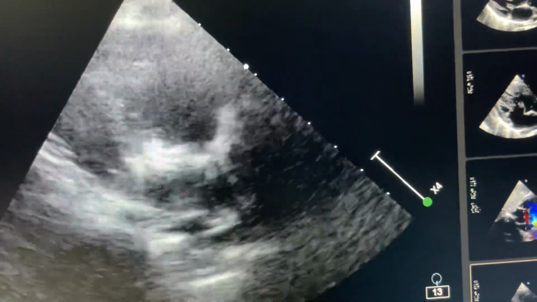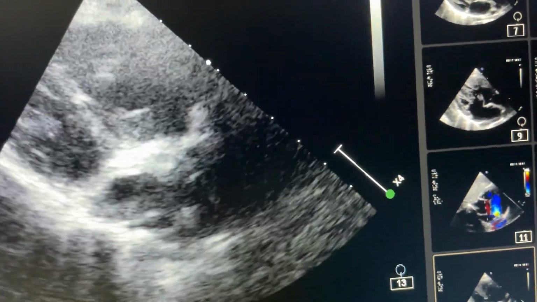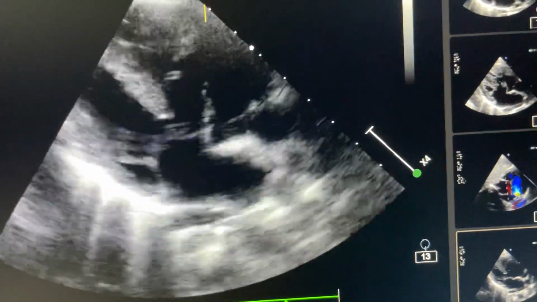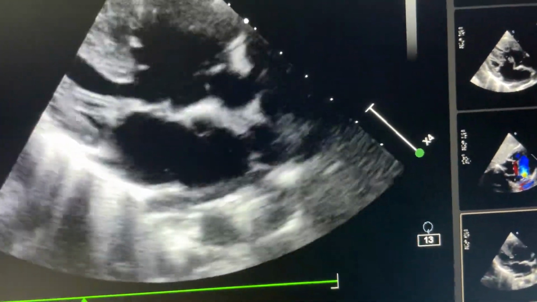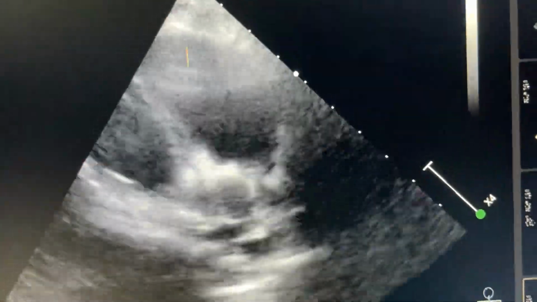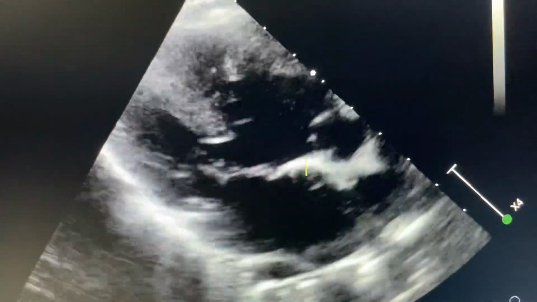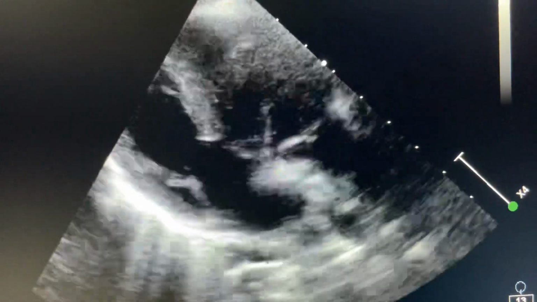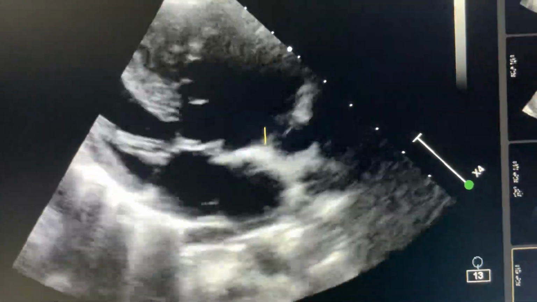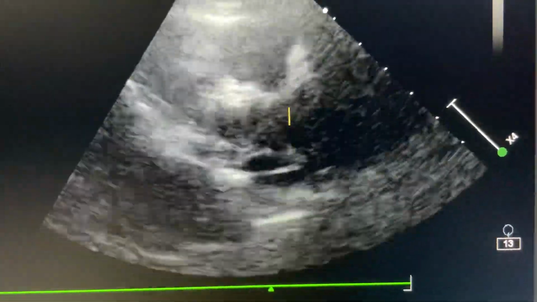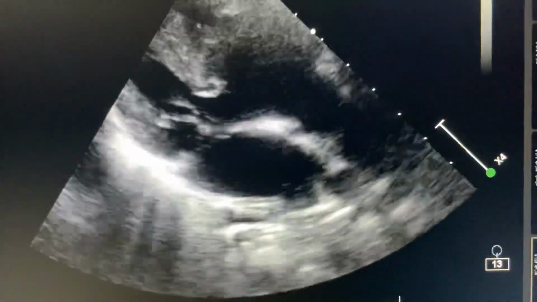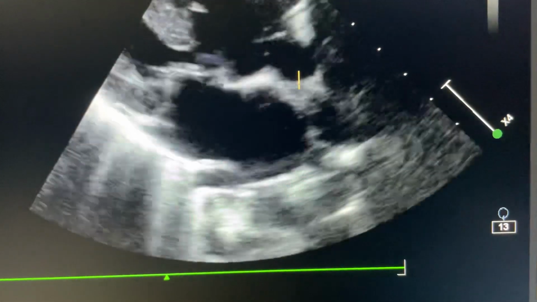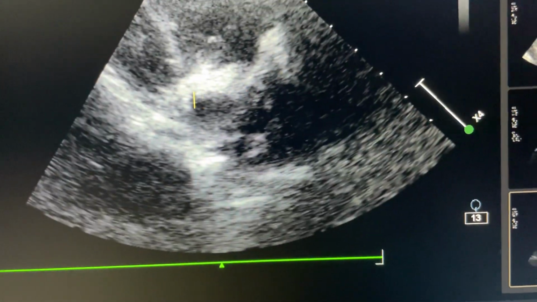Again, showing my image. This is left atrium, left ventricle, right ventricle, aorta, and pulmonary artery. Alternatively, you see aorta and then pulmonary artery. Pulmonary artery is hypoplastic. You see this hypoplastic pulmonary artery.